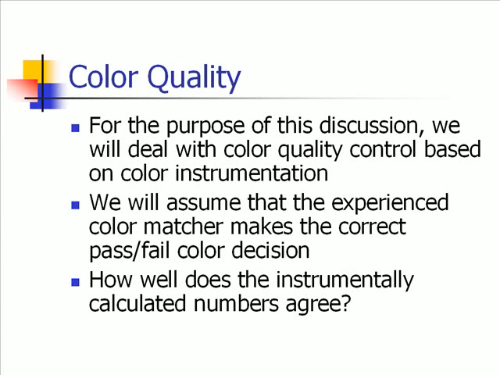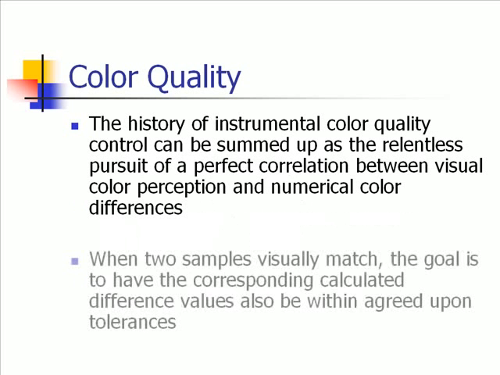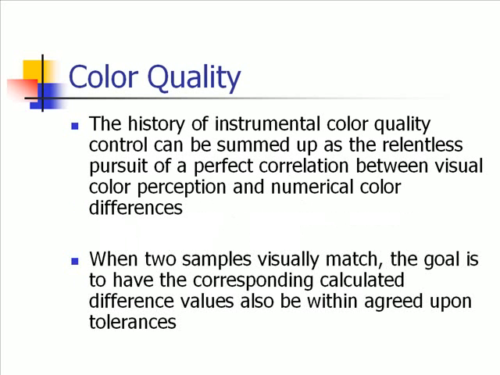So what we're comparing to that is how well the numbers the instrumentation calculates agree with that. If we say, yes, that's an acceptable match, do the numbers say, yep, that's an acceptable match? And if we say it isn't, do the numbers say the same thing? That's really what's important when we look at this. The history of instrumental quality control can be summed up as the relentless pursuit of perfect correlation between visual color perception and numerical color differences. We want to correlate those two things.